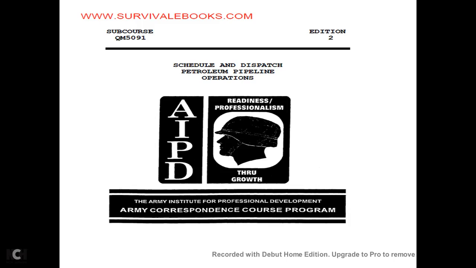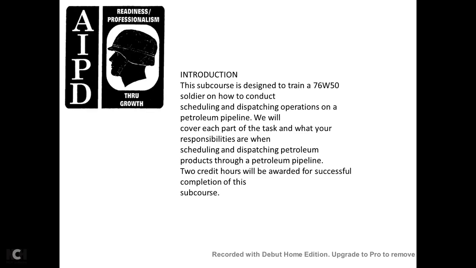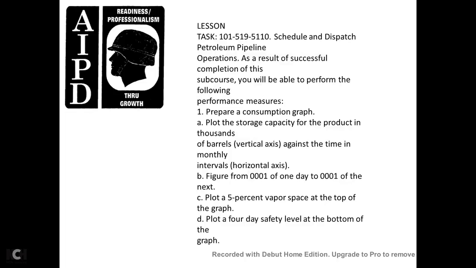Schedule and Dispatch Petroleum Pipeline Operations, QM 5091, Edition 2. Introduction. This subcourse is designed to train you on how to schedule dispatching operations on a petroleum pipeline. We cover each of the tasks where the responsibilities are in scheduling and dispatching petroleum products through the pipeline. Two credit hours will be awarded for successful completion of the subcourse.